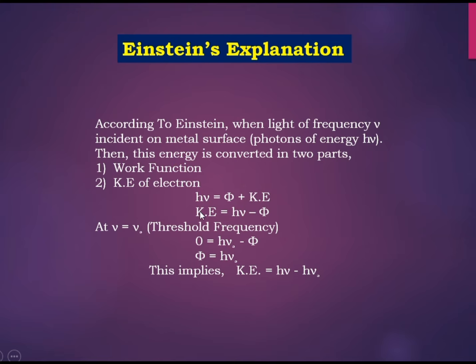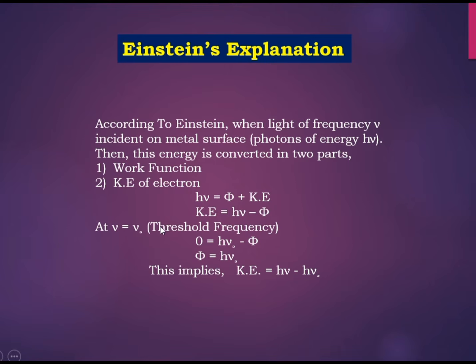So from this equation we can say that kinetic energy is equal to h nu minus phi, where phi is the work function, KE is the kinetic energy and h nu is the energy of the photon. Now let us suppose that the threshold frequency of that particular metal is nu naught, and we know that work function is denoted by h nu naught.